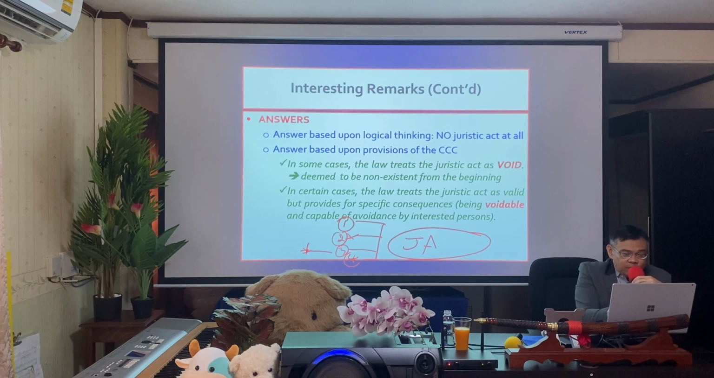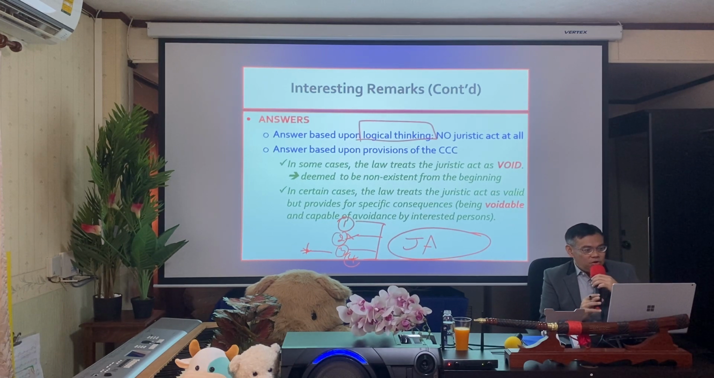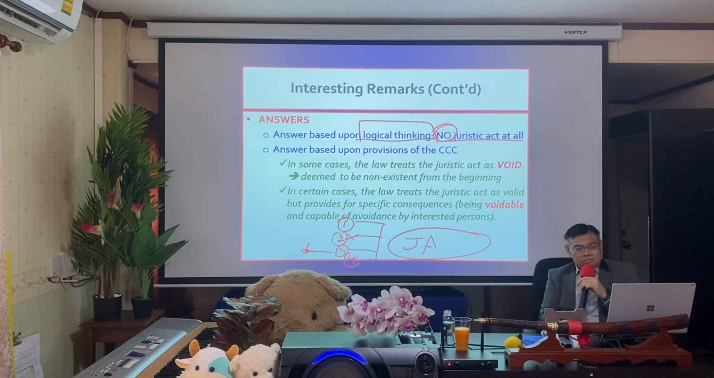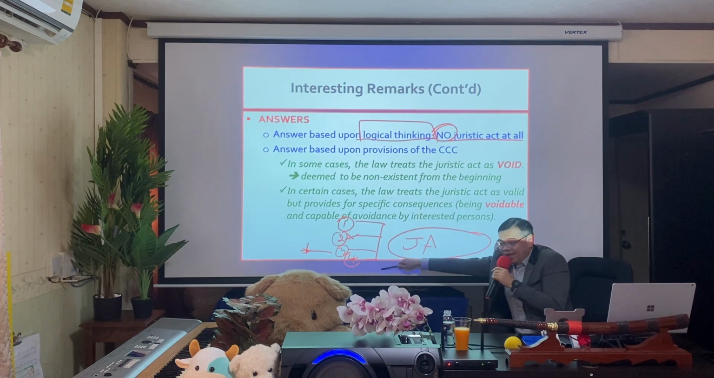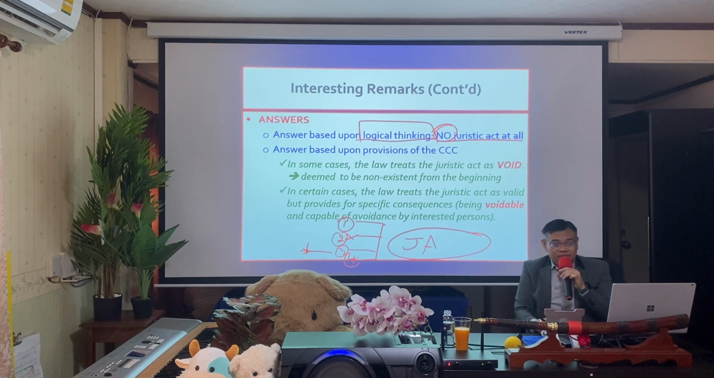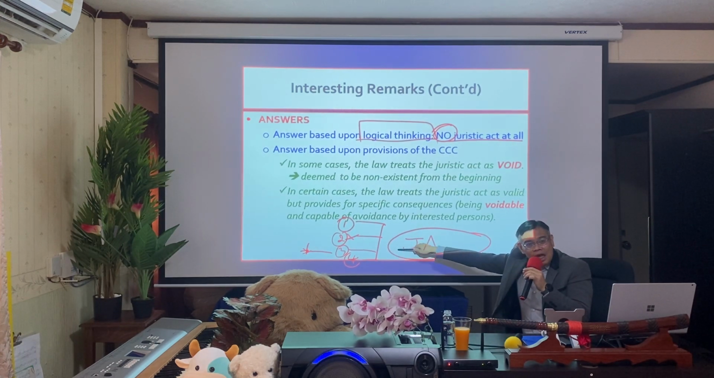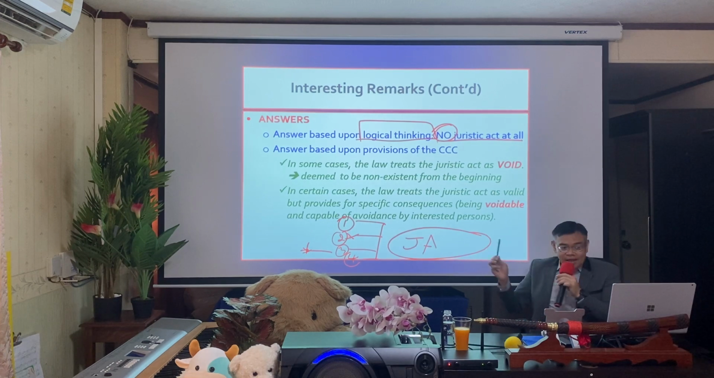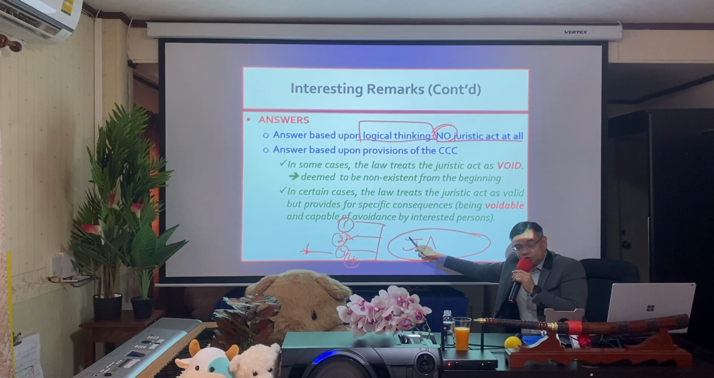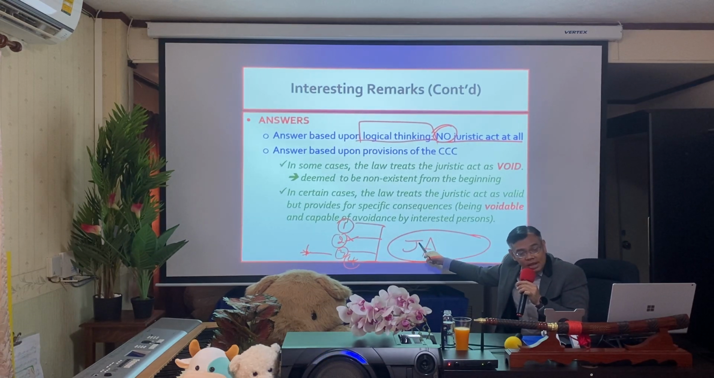If our answer is going to be based upon logic, upon logical thinking, the answer should be that there will be no juristic act at all, because a juristic act is made by these 4 elements. It is made out of these 4 elements, so when any element is missing, this juristic act cannot be formed at all.